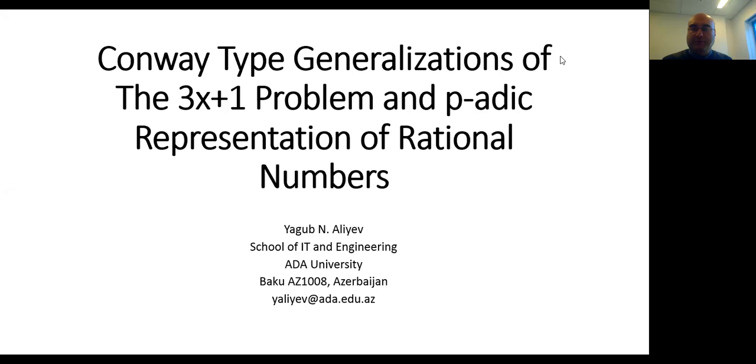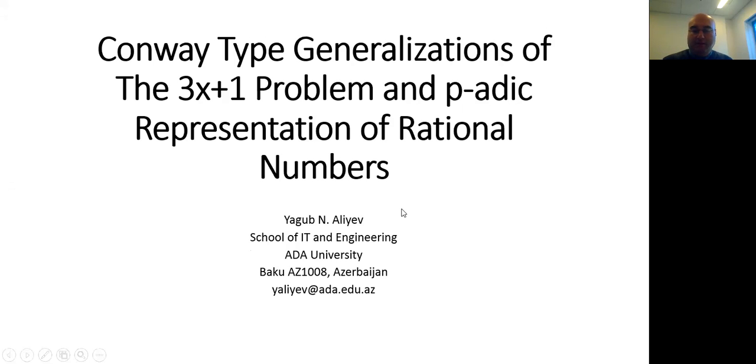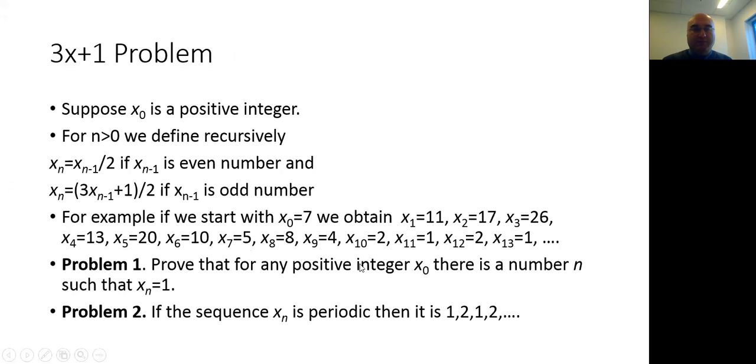So my topic is Conway type generalizations of the 3x+1 problem and p-adic representations of rational numbers. First of all, the 3x+1 problem. It is one of the long-standing problems in number theory. Suppose x0 is a positive integer.